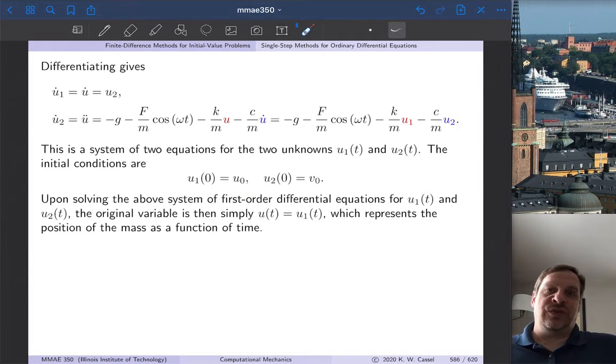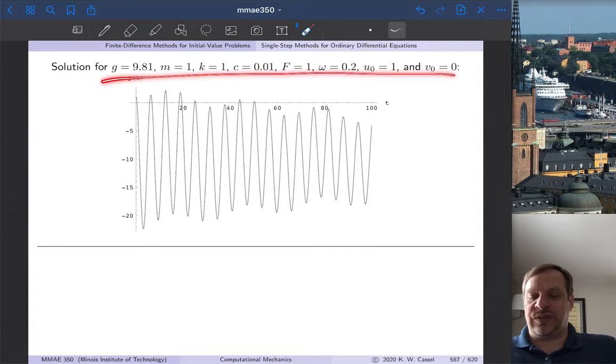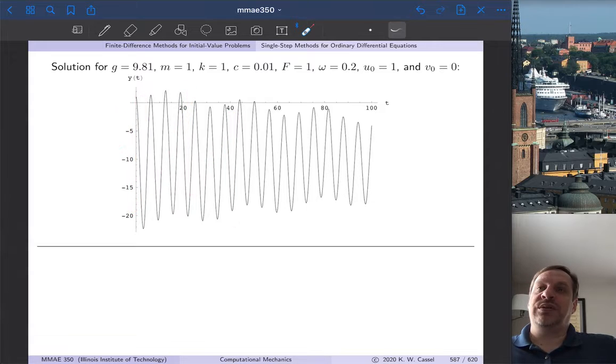And so we could solve that using the first order explicit method, first order implicit, or the Crank-Nicolson method, and here's what the solution would look like. This is for an acceleration due to gravity of 9.81, mass of 1, spring constant 1, c is the damping, this is the amplitude of the forcing, the frequency of the forcing, the initial position, and initial velocity. So if you put all those in and solve it numerically, this is what you get. Obviously, it's oscillatory behavior. You can see it falls down because of the mass, and it wobbles back up and down for some period of time. This is for a long period of time of 100.